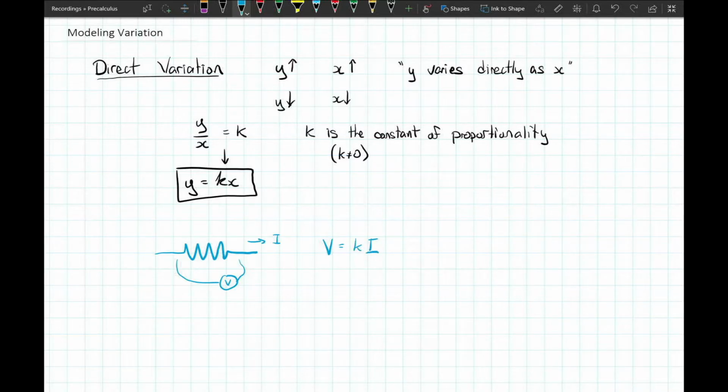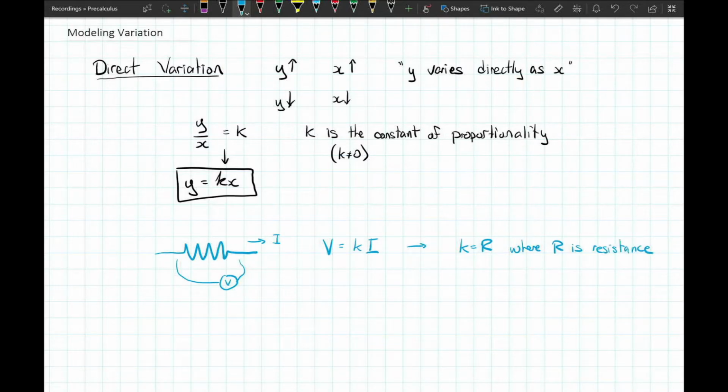Now, in this experiment, we have a k, which is our constant of proportionality. And that k might have some meaning. In fact, if you are familiar with some physics, this is actually Ohm's law, where k is the resistance of the resistor. k is equal to some constant R, where R would be the resistance.